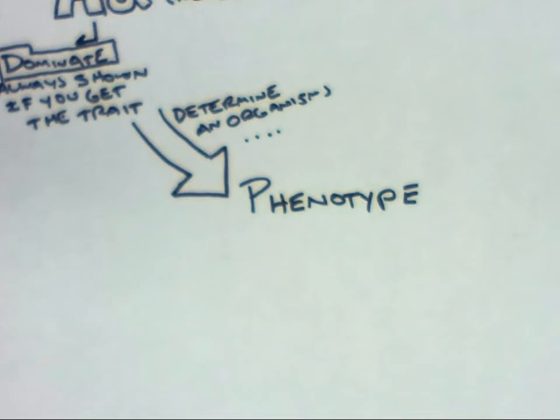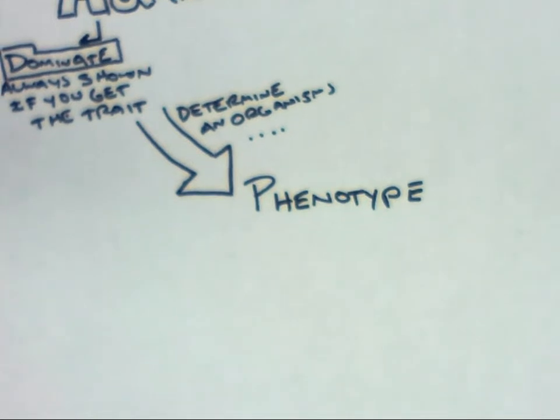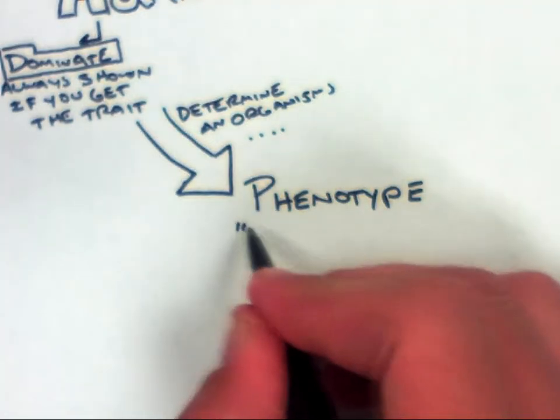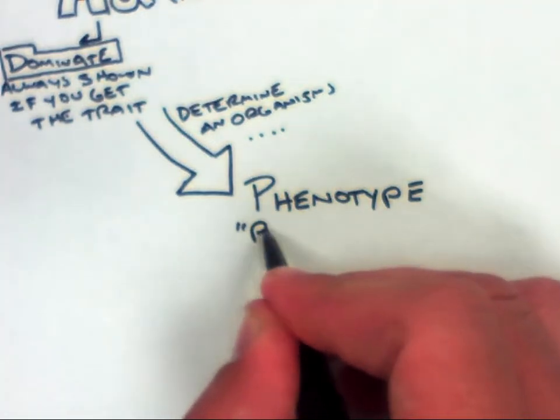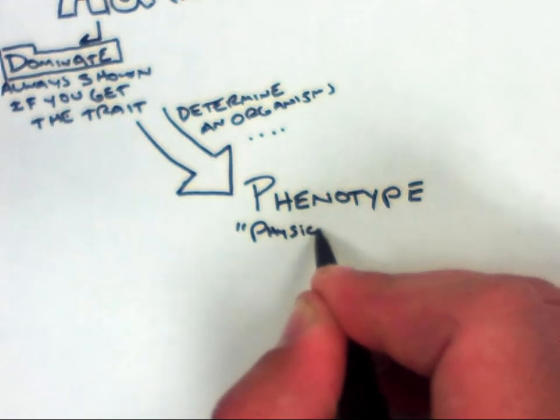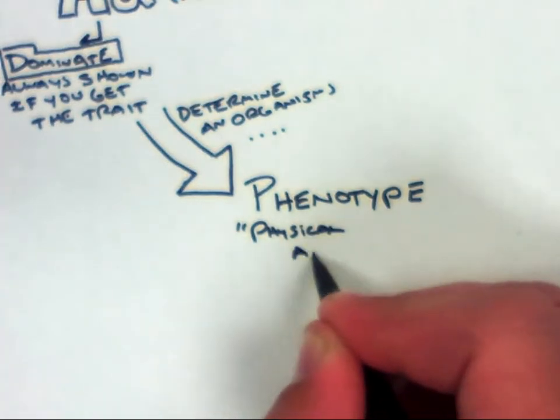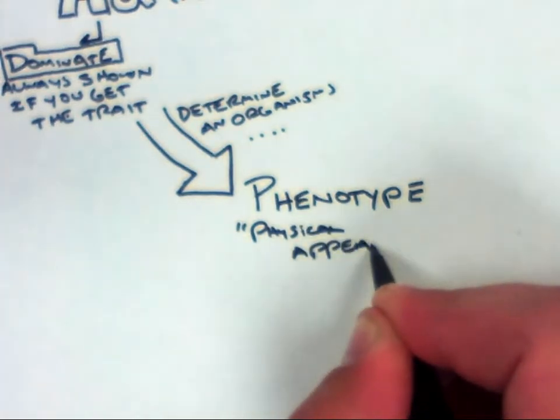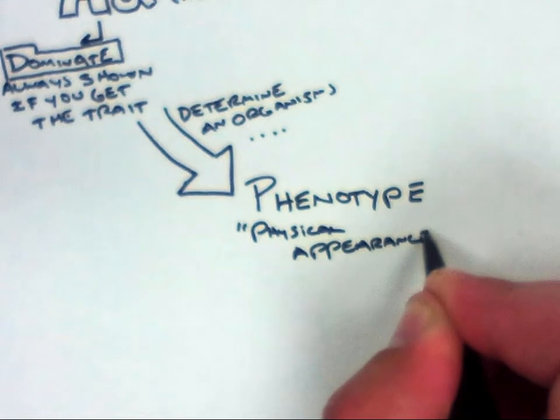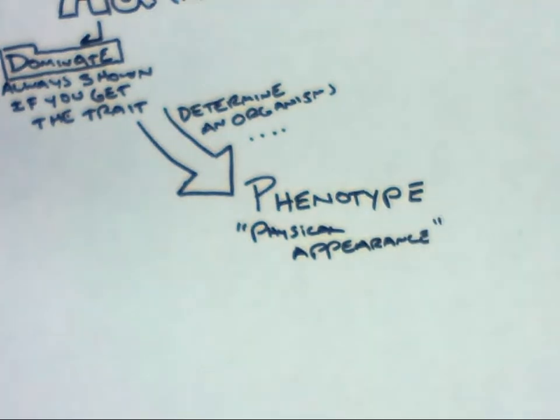And if y'all run out of room, you can go to the back. Totally fine. And phenotype is just a fancy word for physical appearance. Like having blue eyes or having brown hair or whatever it may be that you can just look at someone and know they have. So I look at you, I can see you have brown hair, that's your phenotype. I can see it with my eyes.